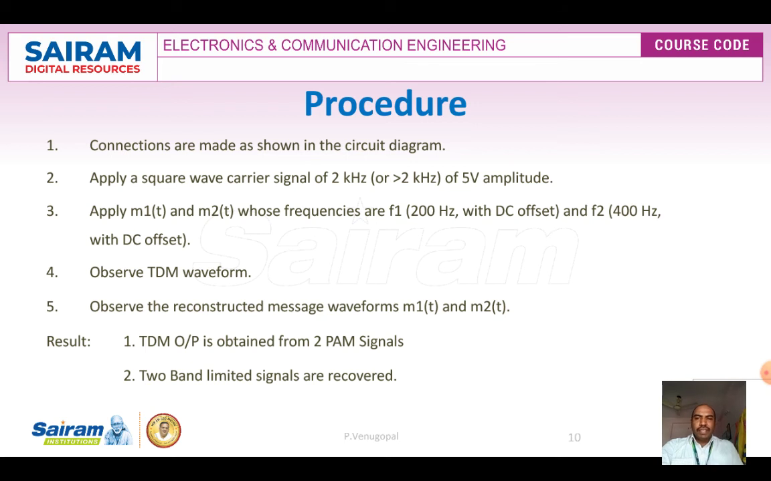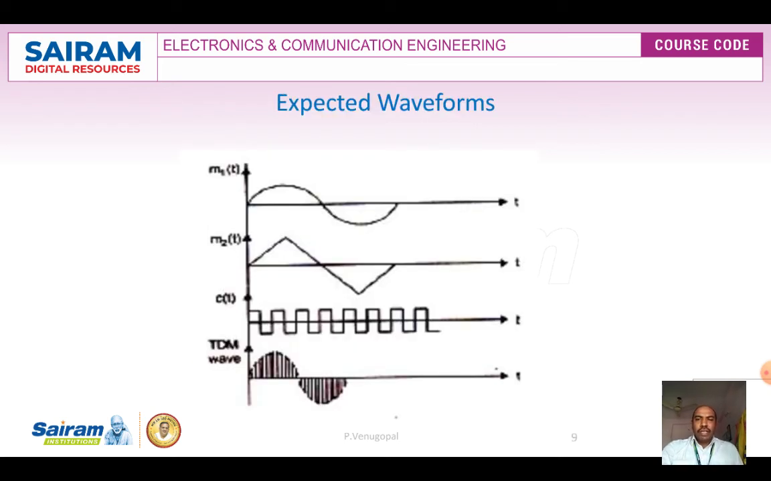So these are the expected waveforms. Look here, M1 of t is a message signal. You can select either a sinusoidal signal, a triangular signal, or even sawtooth waveforms. Better to select one sinusoidal signal and another triangular signal. It is also possible to take two sinusoidal signals of different ranges. If you are getting any confusion, better to go for one sinusoidal signal and another triangular signal of the same range, meaning the same frequency and peak to peak amplitude.